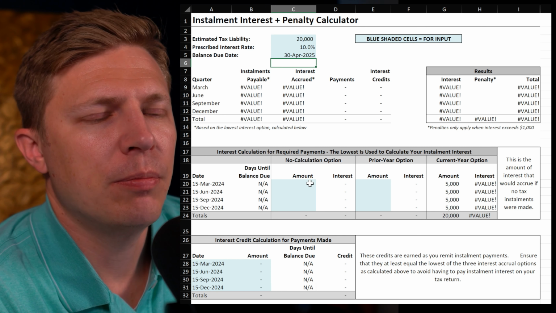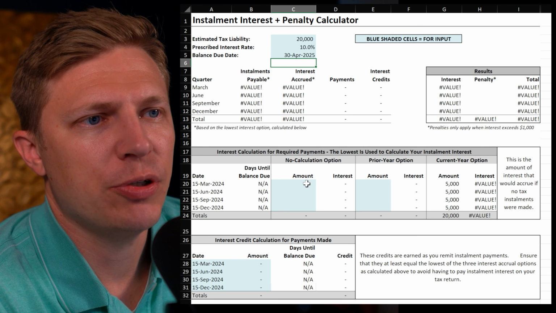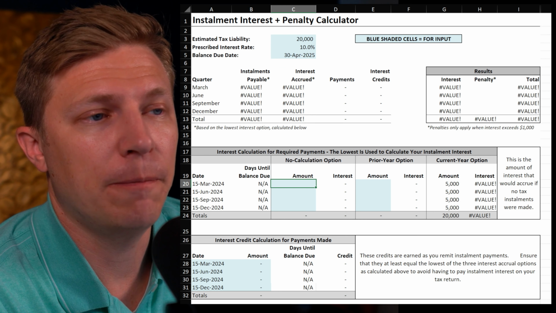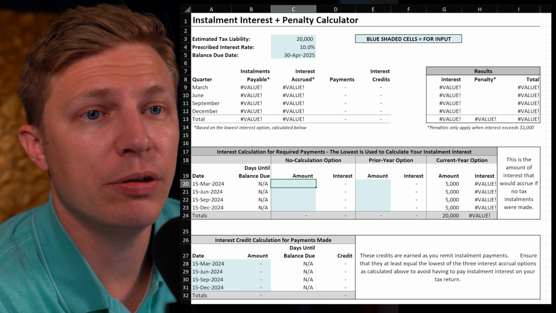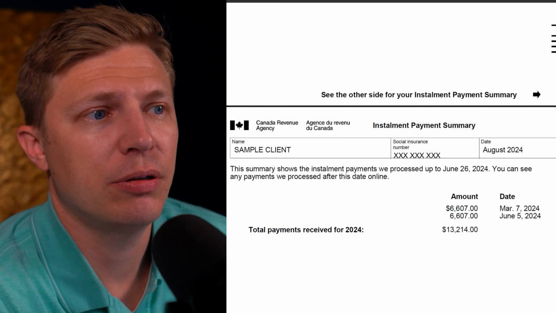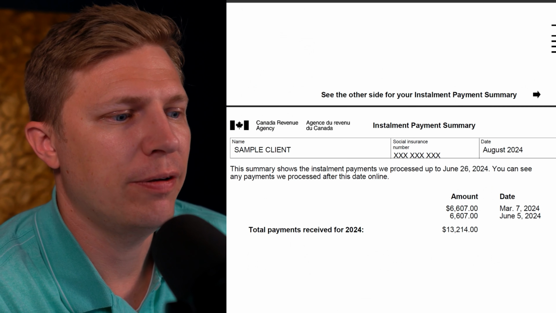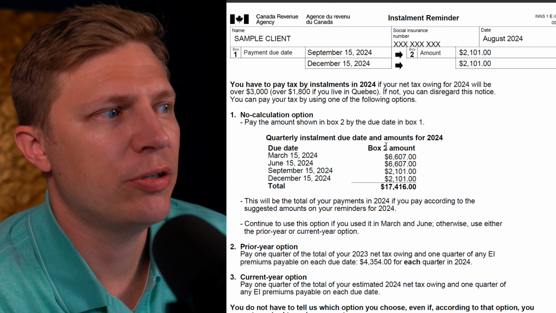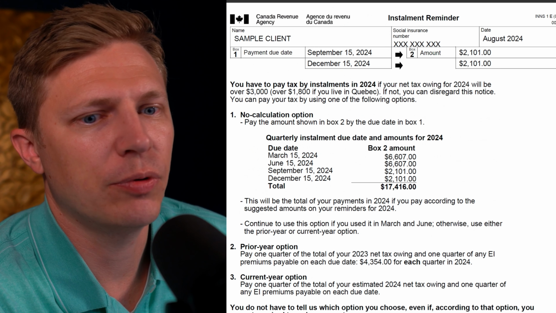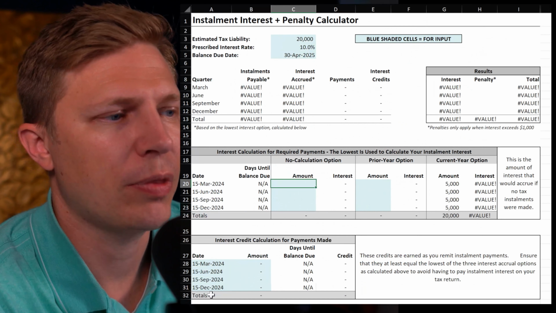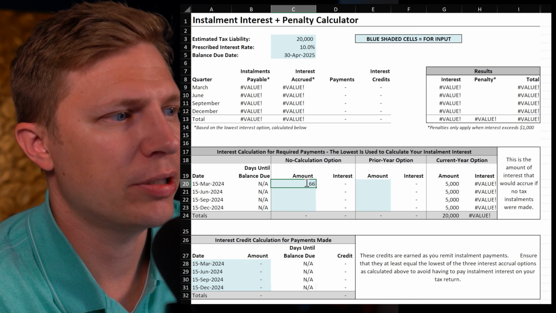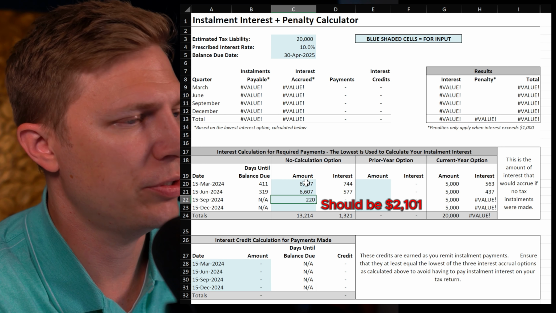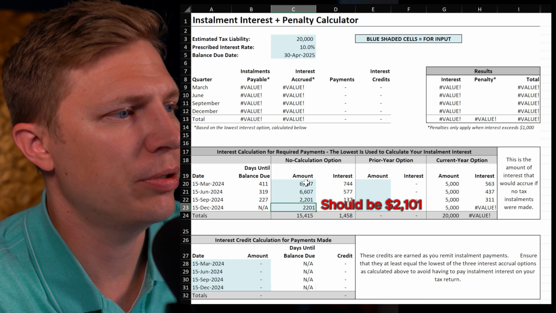Okay, so now let's move down to the no calculation option. The no calc option is exactly what shows up on the installment letters. So again, if we go back into our installment letters, that's this information right here that we're looking at. So we're going to go 6607, 6607, 2201, 2201.